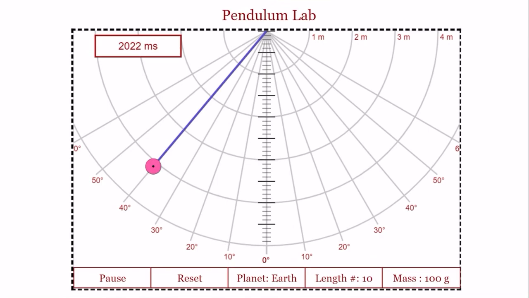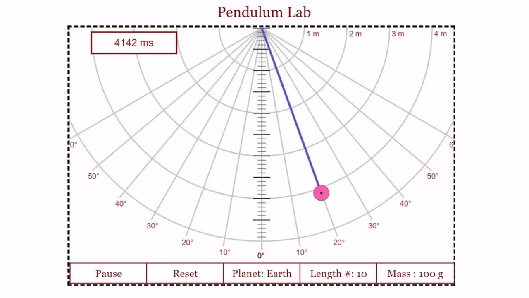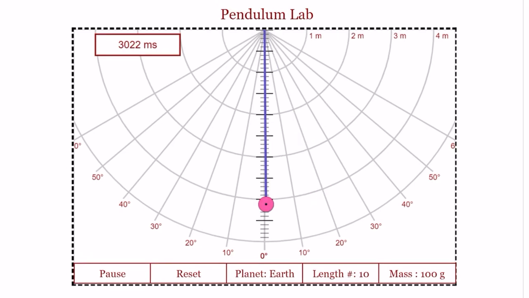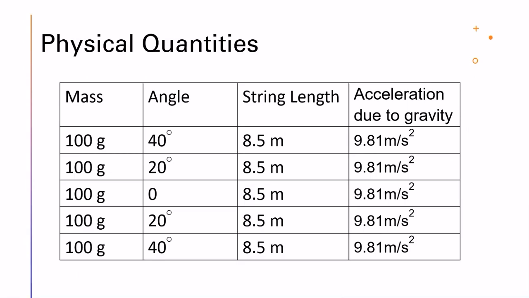For the lab, me and Tarj worked together, and these are some of the screenshots of me performing the lab at the points that we chose, at the two extreme points, the equilibrium, and 2 points in between. Just another look at the physical quantities that Tarj had already shown previously, and this is the mass, angle, string length, and acceleration due to gravity used.